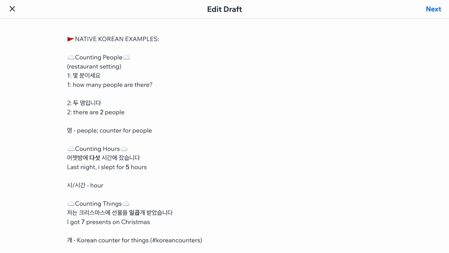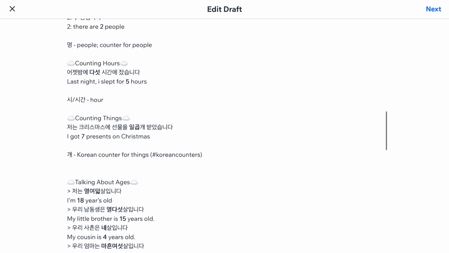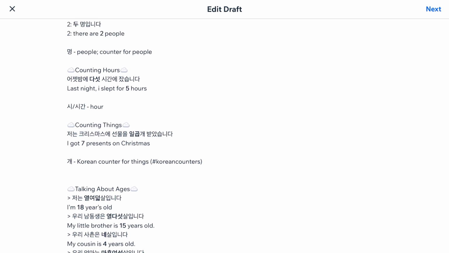I might make another lesson on the counters if you haven't learned how to use counters in a sentence yet. But yeah, counters represent things. So 명 in this case represents people. Whenever we need to say an amount of people, we need to use 명 after the number.